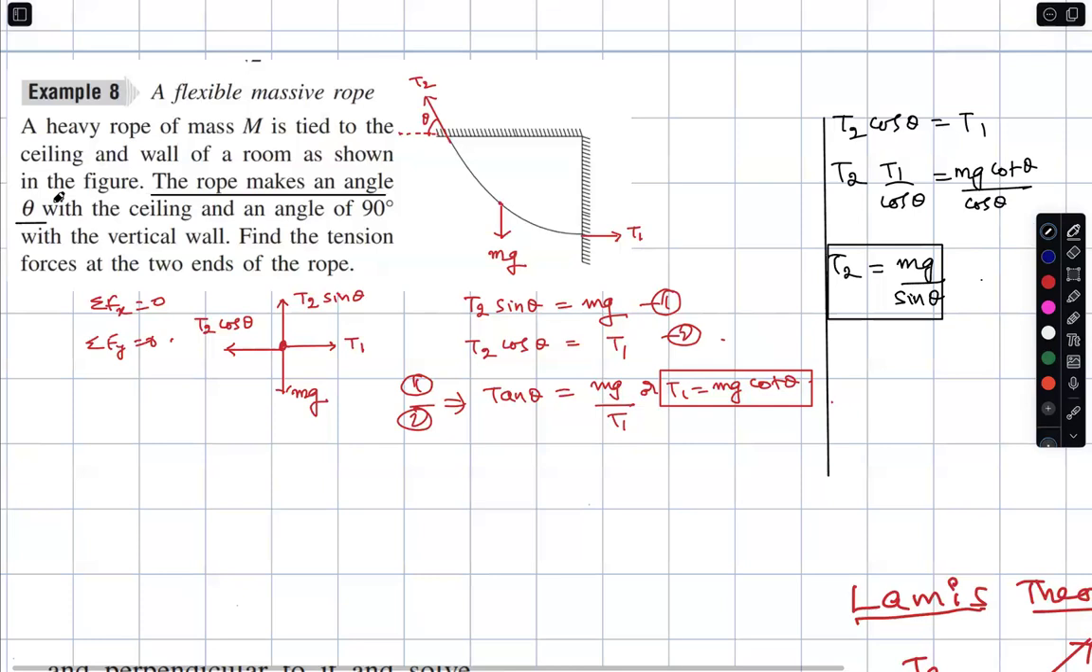Please try to understand at every point, the horizontal part of the tension balances. The vertical part, you see, should balance the weight. Right. Any doubt in this question, please ask me right now. If you have any doubt, please ask me right now. Are we clear? Right.